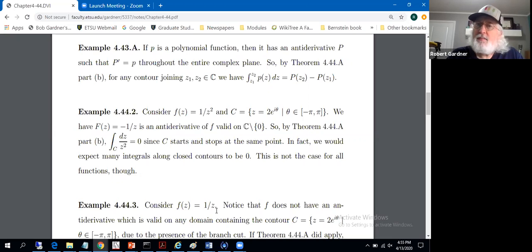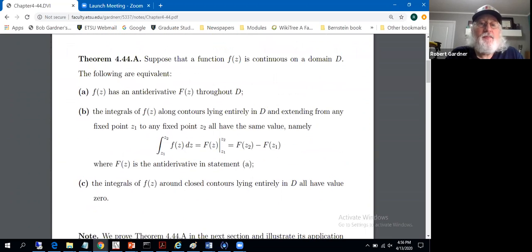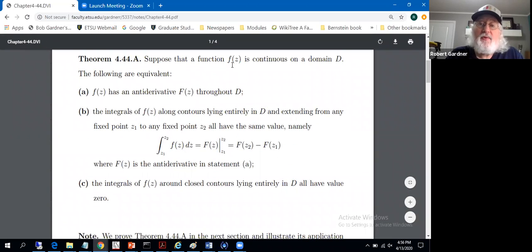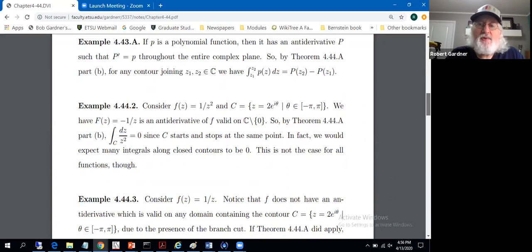And that's not a place where we've got continuity everywhere. And in theorem 4.44.a, we needed a continuous antiderivative throughout domain D, didn't we? The integrand is continuous and has an antiderivative throughout D. We'll have problems with antiderivatives throughout the domain. We got problems with continuity too. This one, not so much.